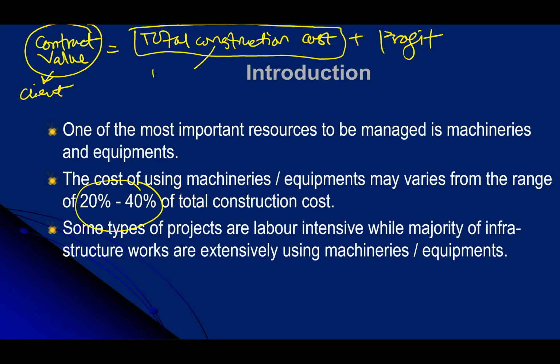We call it direct cost, DC, and then indirect cost, IC. DC means direct cost. Indirect cost is normally around maybe less than 10% of the total cost, normally related to the item called preliminary.